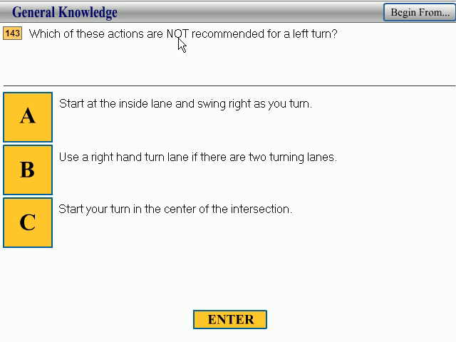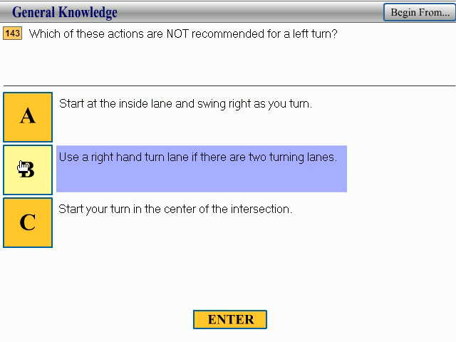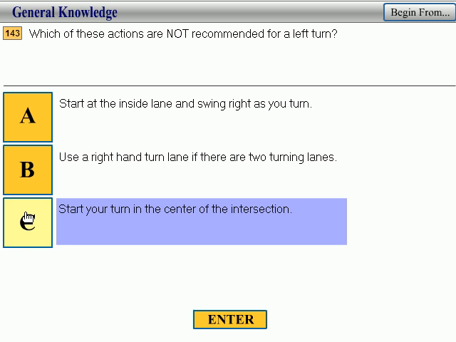Question 143. Which of these actions are not recommended for a left turn? So something you don't want to do for a left turn. A. Start at the inside lane and swing right as you turn. B. Use a right-hand turn lane if there are two turning lanes. C. Start your turn in the center of the intersection. You want something that is not recommended for a left turn. So two of these maybe would be recommended for a left turn.